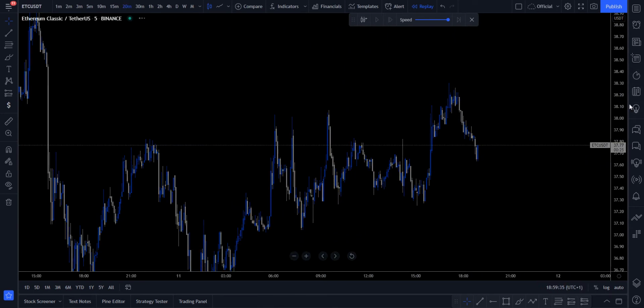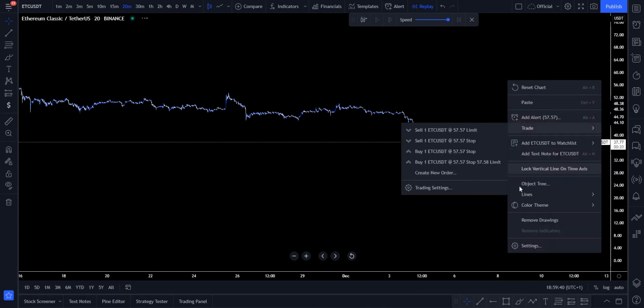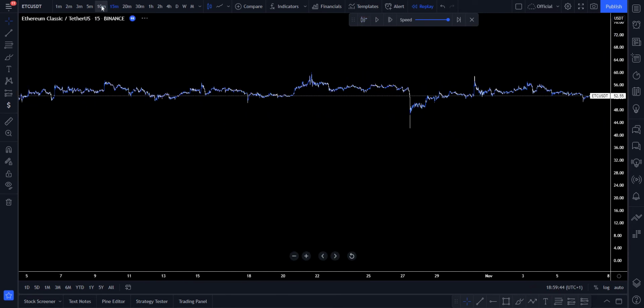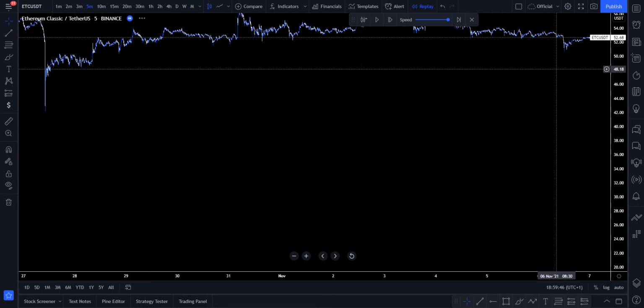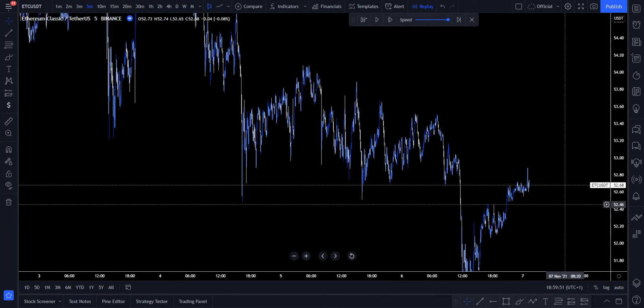Let me move it a little bit back and delete every single drawing you have on the chart. For example, I just move it there, 20-minute time frame. Let's go to the 5 minute time frame. Let me just show you.